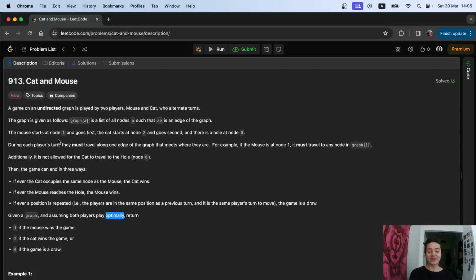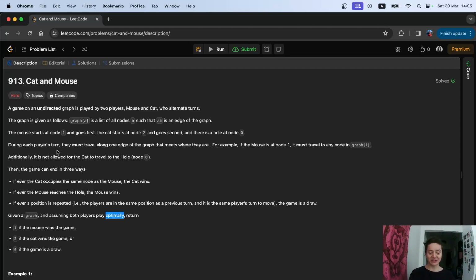The mouse starts at node 1 and goes first. The cat starts at node 2 and goes second, and then they alternate. There is a hole at node 0. So the minimum number of nodes we will have in our graph is 3: 1, 2, and 0 for the hole.